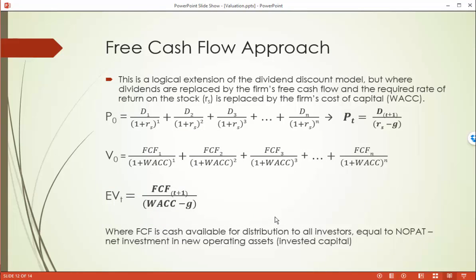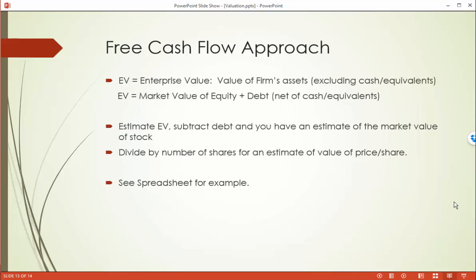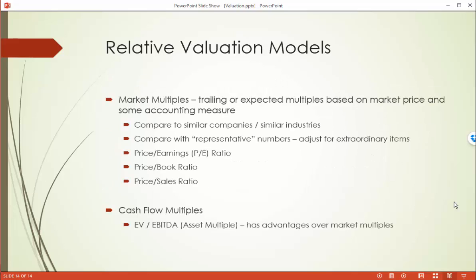So in wrapping up the video here, I want to look at these last couple of slides. Well, actually, we did this. We've done this slide. We found out what the enterprise value was. We subtracted out the debt to get an estimate of the market value of the equity or the stock. We divided it by the number of shares, and we got a value of the price per share. So we've done this. Last thing I want to talk about are relative valuation models.